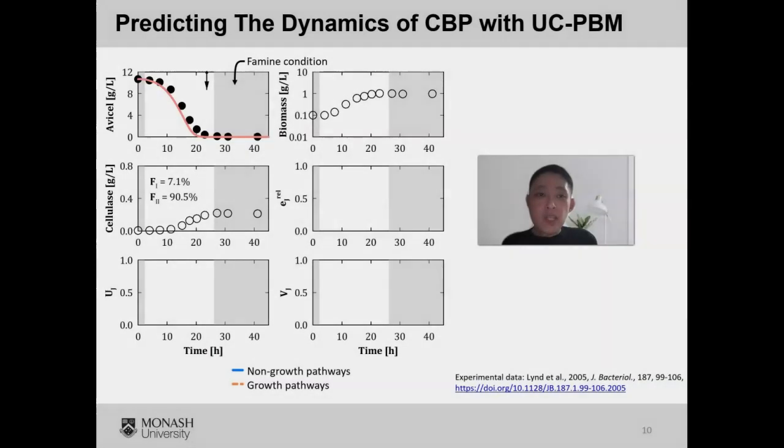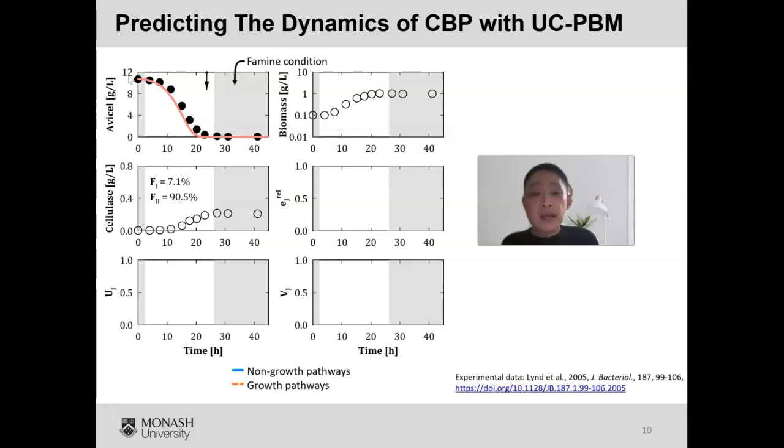In order to test the UC-PBM framework, we took the metabolic network that we can find from the literature. The metabolic network for this particular species, Clostridium thermocellum, is a genome-scale metabolic network, and we used this network information and enumerated the elementary flux vectors, in this case because we applied some constraints on the elementary flux modes. And we used this information to build the UC-PBM framework, which couples the cybernetic modeling with the population balance approach. In the process of building the model, we only use the data of avicel versus time, which is shown here as the first panel.